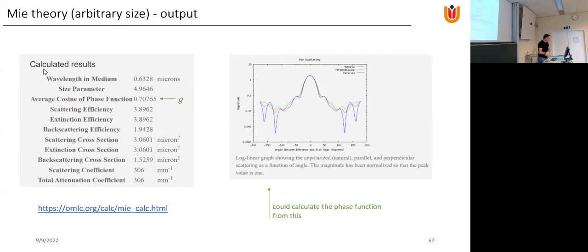So this is just an example for red light, 632 nanometers. Particle size of, it doesn't say that, well, anyway, it doesn't really matter. It calculates all these efficiencies and cross sections for you. It calculates the phase function, so the angular redistribution of the light. It does that even for two polarization directions. It's even more fancy than what we did.